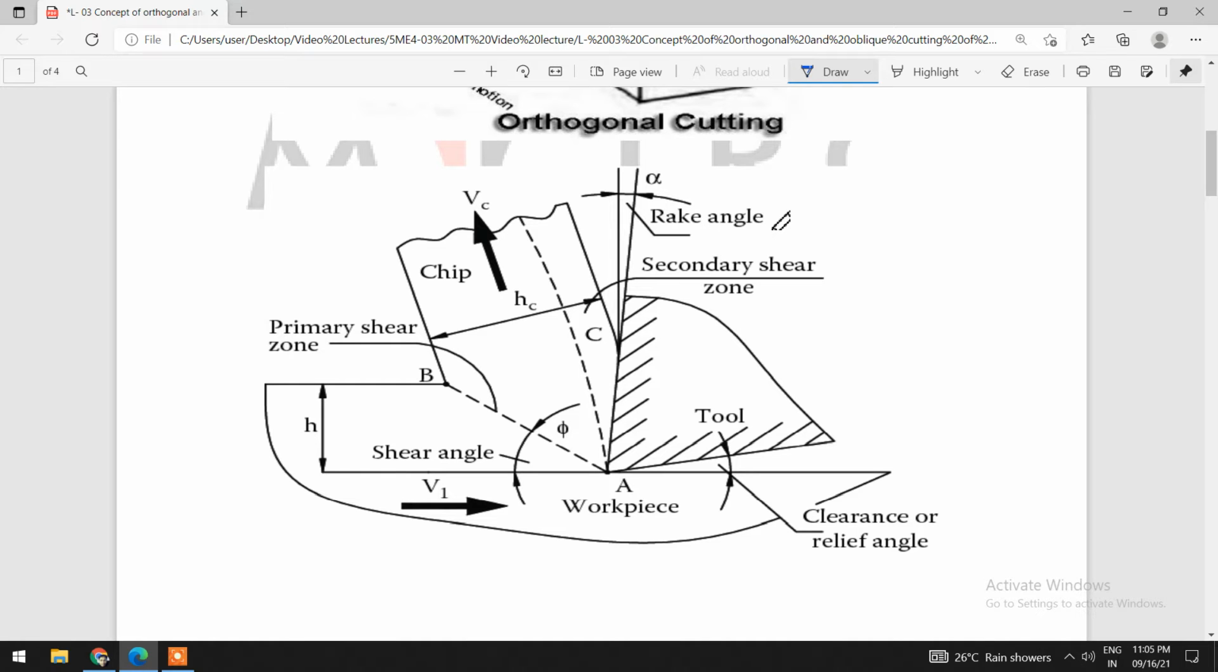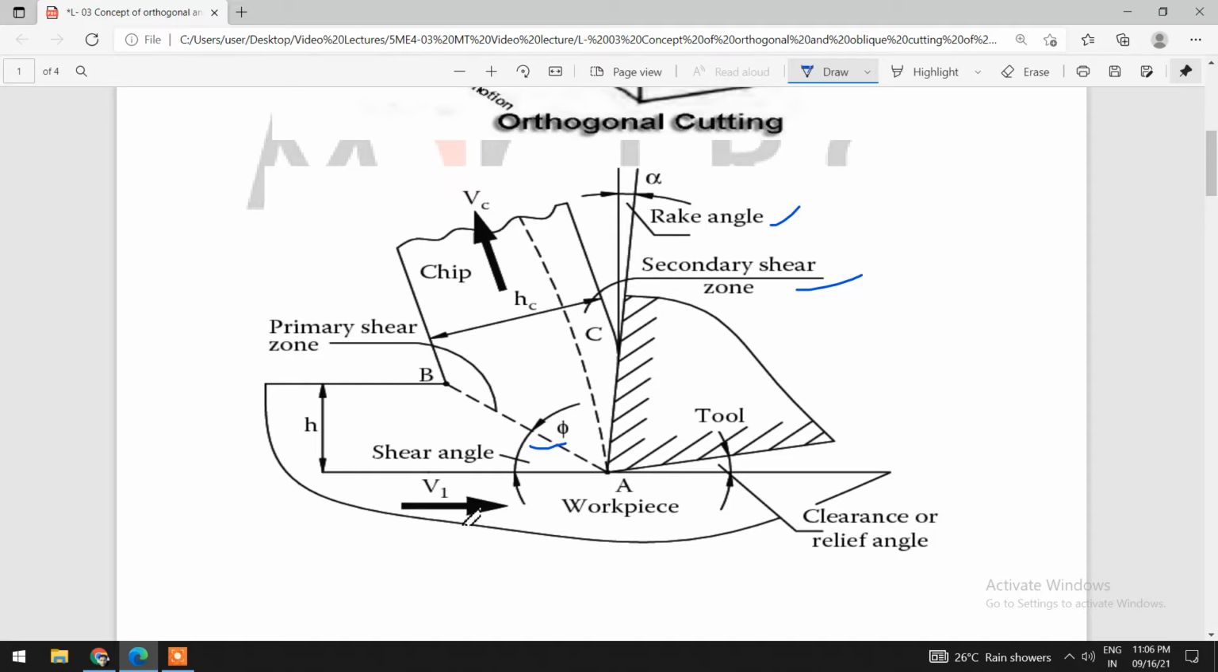Here the rake angle is denoted by alpha. This is the secondary shear zone, and this is the clearance or relief angle. So these are the individual angles when the workpiece is being cut by the cutting tool. Some angle is formed from the surface of the cutting tool, and the chip is removed from the workpiece when the tool moves on the workpiece. So the chip will be formed and removed from the surface. And this is the primary shear zone, and this is the shear angle. This angle is phi, known as the shear angle.